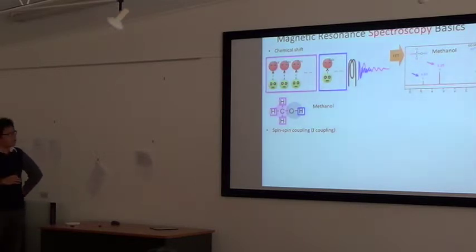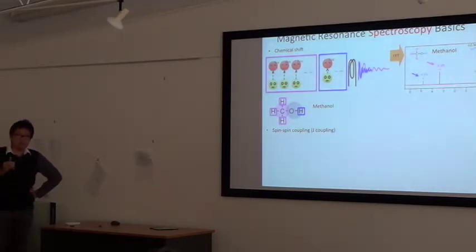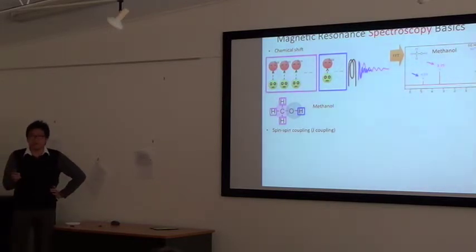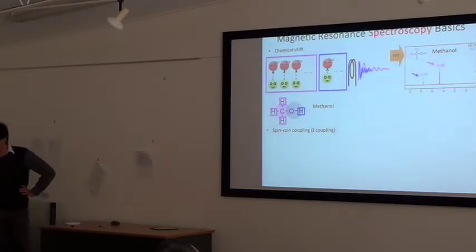And the second important, it's also a very important concept, is the spin-spin coupling. That means the relaxation period is not only dependent on whether you're sitting in the sun or air conditioning, it also depends on your neighbor. If all your neighbors are falling asleep, you're more likely to fall asleep as well.